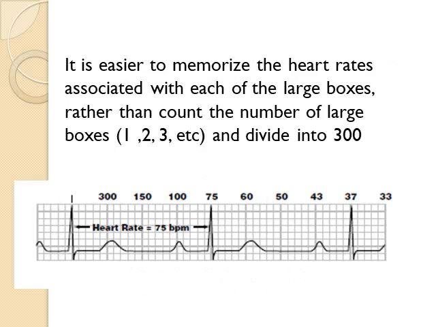It's easier to memorize the heart rates associated with each of the large boxes rather than count the number of large boxes and divide into 300. If the number of large boxes between two RR intervals is 1, the heart rate is 300. If the number of large boxes is 2, it is 150. If the number of large boxes is 3, the heart rate is 100. And if the number of large boxes is 4, the heart rate is 75.